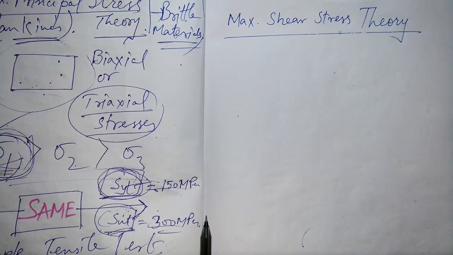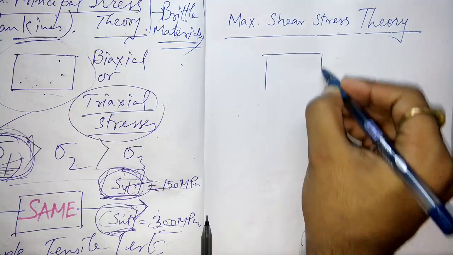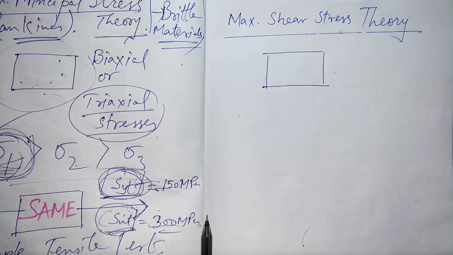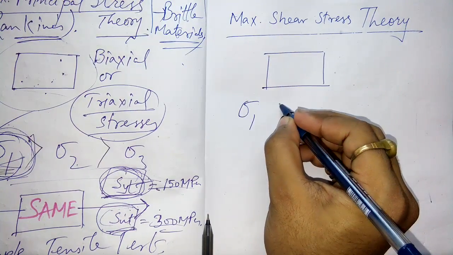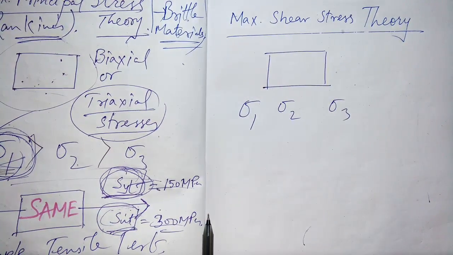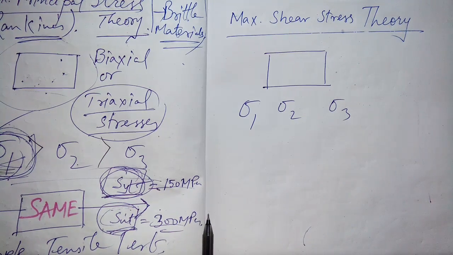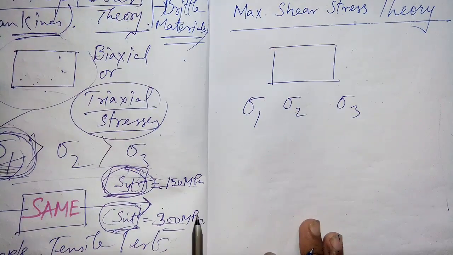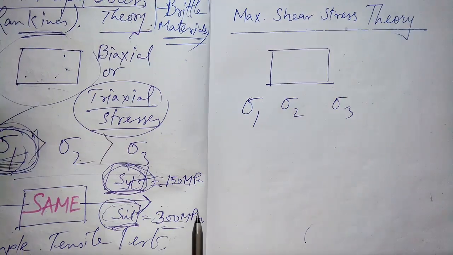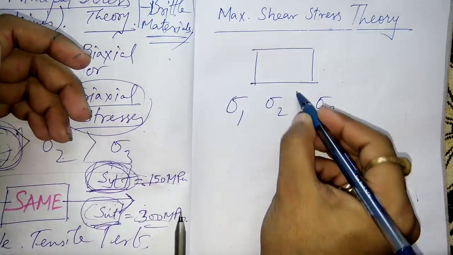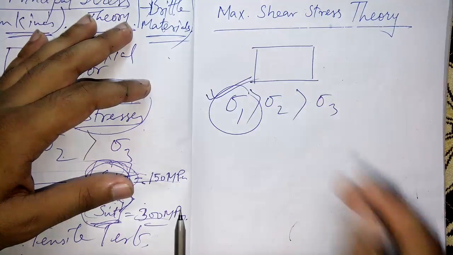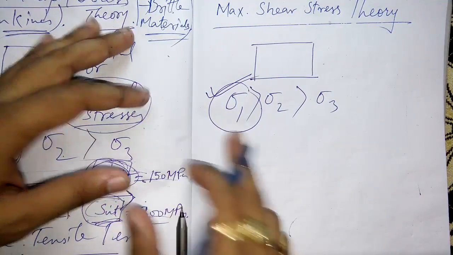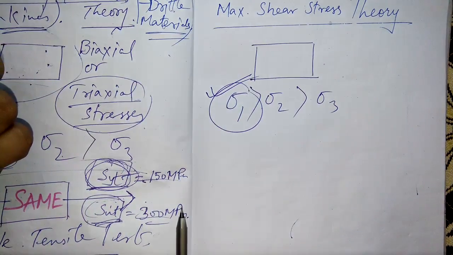Now, same thing, suppose this is your mechanical component. It is subjected to three states of stresses: sigma 1, sigma 2, sigma 3. Same triaxial stresses induced in this due to loading in three different directions. Let the condition be the same. So we have to keep in mind that sigma 1 is the maximum principal stress.